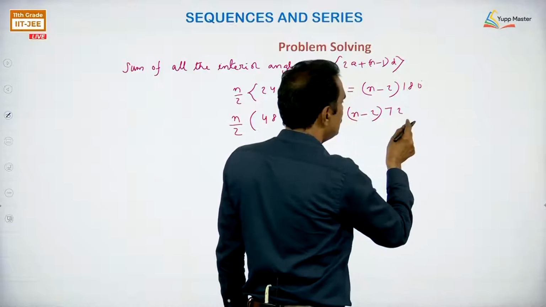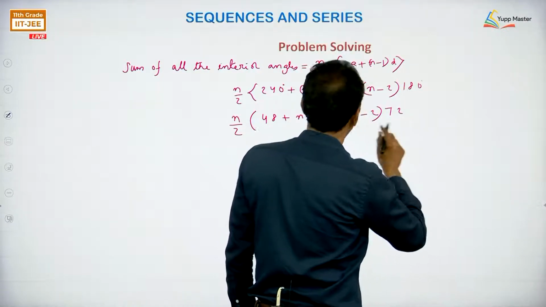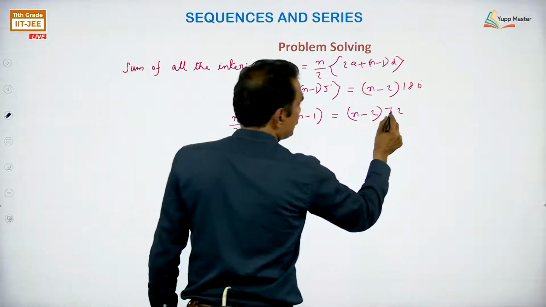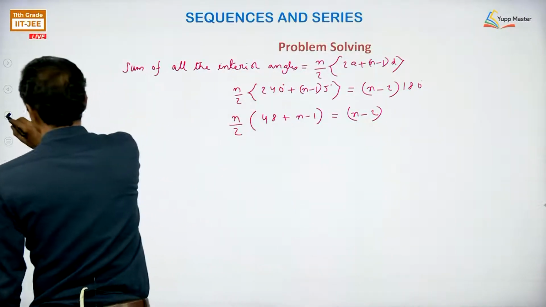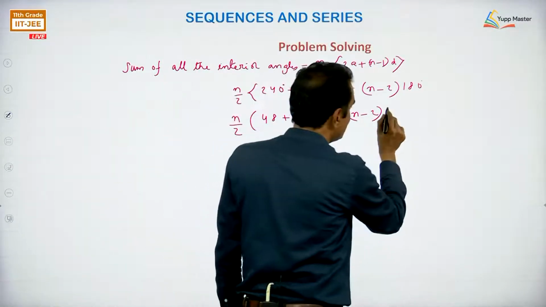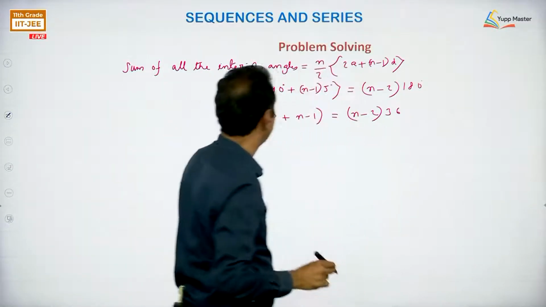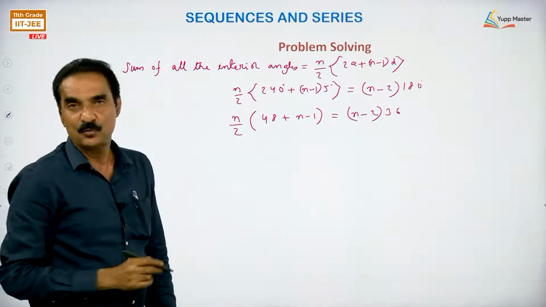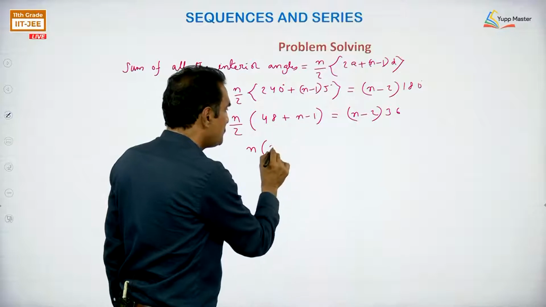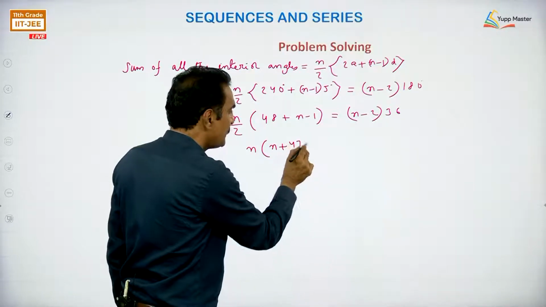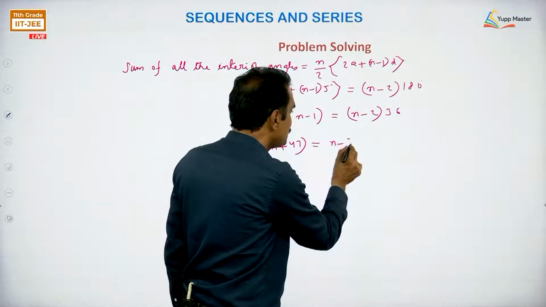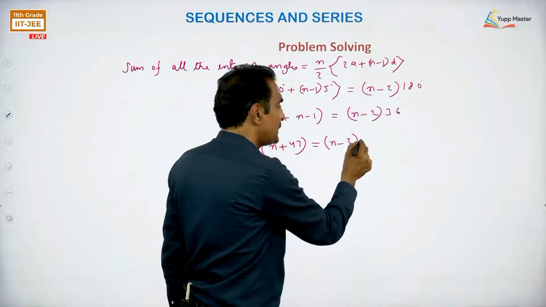72, no, it is 36. 180 divided by 5 is 36. Alright. Now, cross multiply by 2. This will be n into n plus 47, 48 minus 1, 47, is equal to n minus 2 into 2 into 36 is 72.